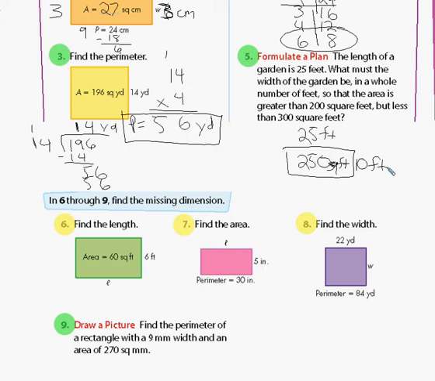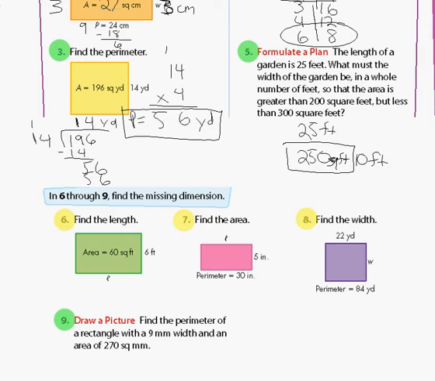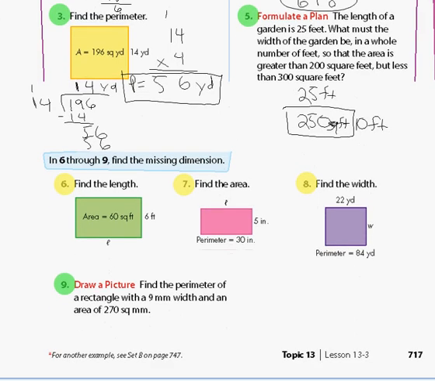Let's go ahead and look at, in 6 through 9, find the missing dimension. It gives you the area and a side, and it wants the length. On number 7, it wants you to find the area, and it gives you one of the sides and the perimeter. And in number 8, it wants you to find the width, and it gives you one of the sides and the perimeter. Okay, question number 9. Find the perimeter of a rectangle with a 9 millimeter width and an area of 270 square millimeters. And it's saying draw a picture. We'll draw a picture real quick.